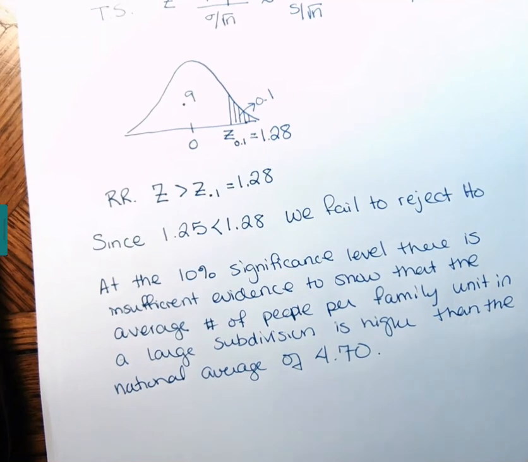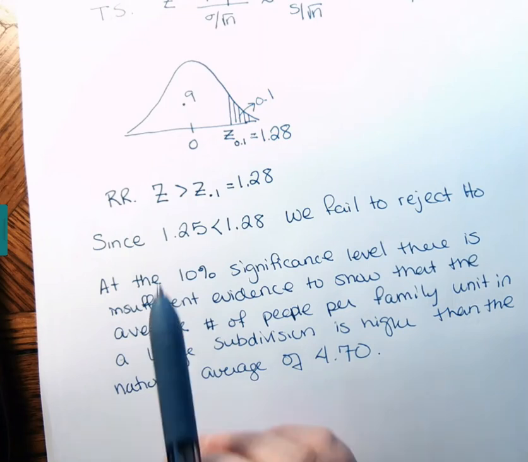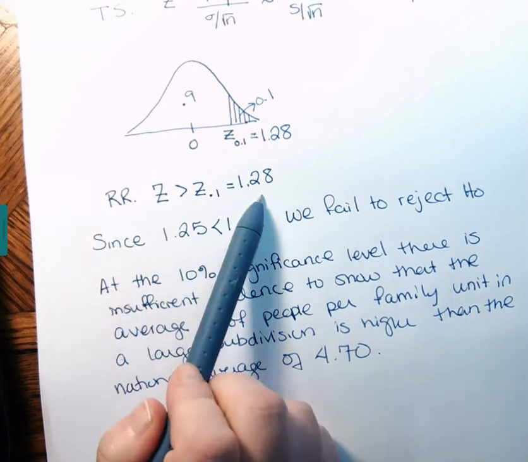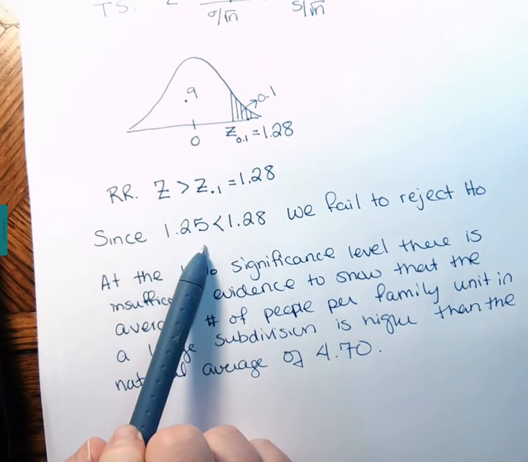So again, really the only difference between this and what you did in your intro stat course was that in your intro stat course you would have found the p-value instead of finding the rejection region.